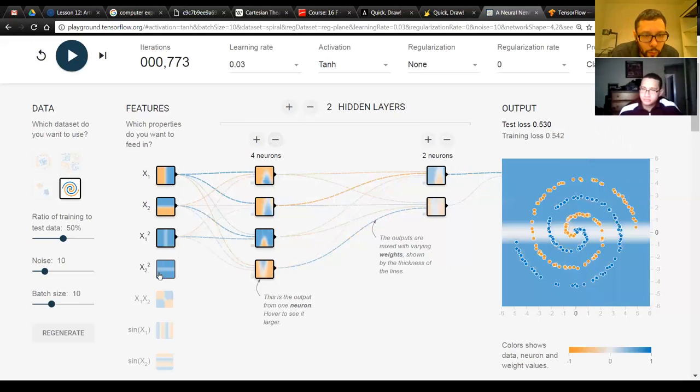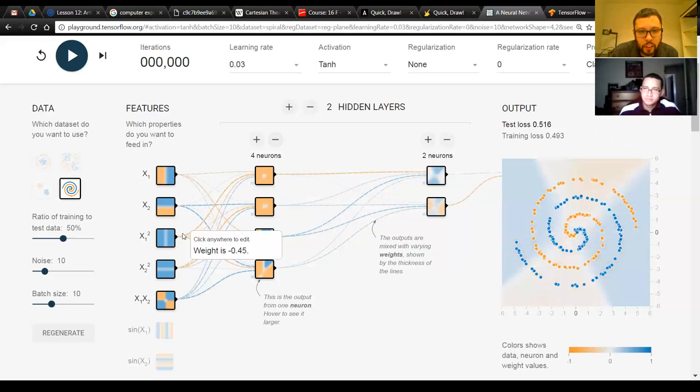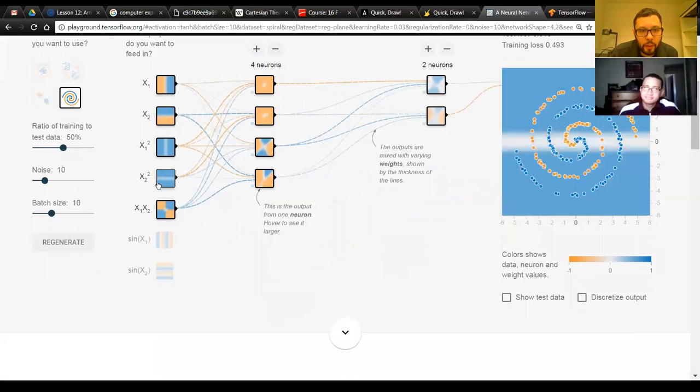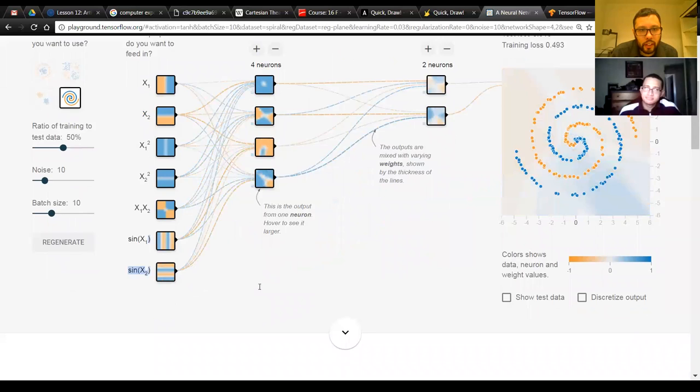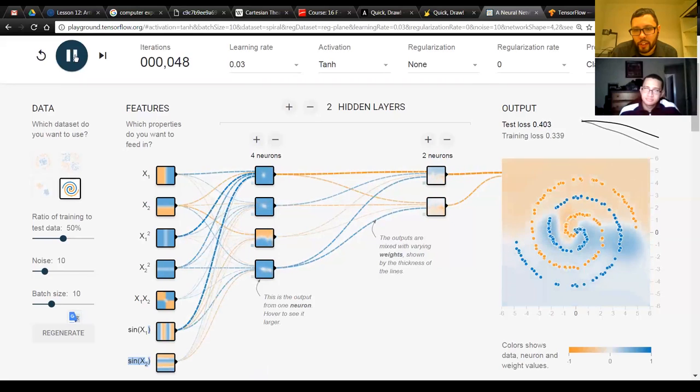Let me go ahead and turn on more inputs. Part of the problem here is I'm only having linear inputs. I have some hidden layers, so that makes it better. But maybe if I add some nonlinear inputs, it'll help. Yeah, so here we're going to see more activity.